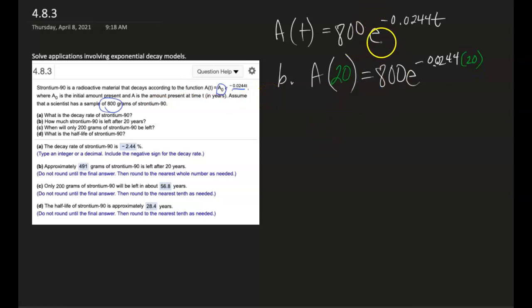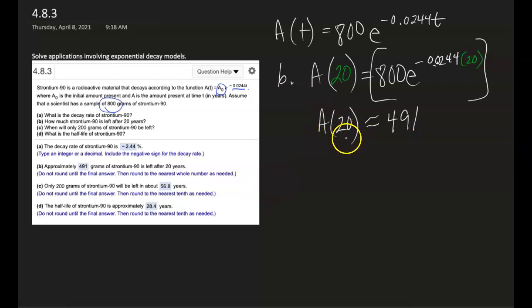So I can just simply input this expression into any calculator. Don't round if you're doing this in steps, but what I would suggest is type the entire thing in the way you see it into a calculator and then round at the very end. We should get approximately 491 grams is what A of 20 equals. So at time 20, there is 491 grams. That's what this equation here tells us.